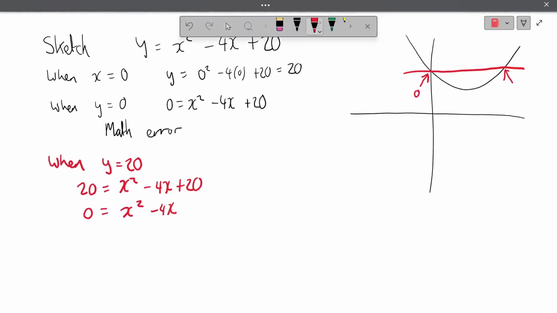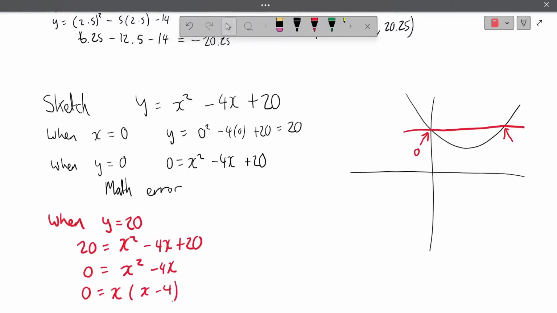What we can then do is factorize out the x: x brackets x minus 4, and then we work them out. So x equals 0, or x minus 4 equals 0, which means that x equals 4. So this point will be at (4, 20), and this is (0, 20). So we're just choosing 2 points which are the same height. I tend to go for where it crosses the axes and the same height of them.